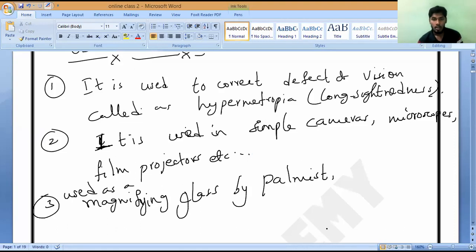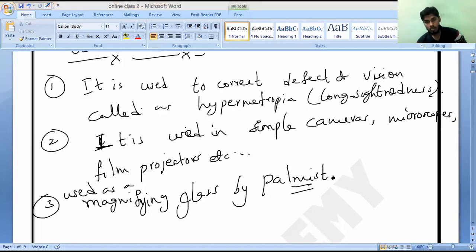Palmist means who? Yesterday I told you, correct? Nobody is saying. Who can see the lines in the palm? Who is called a palmist? Yeah, palmist. Write it, all of you. Magnifying glass used by palmist.